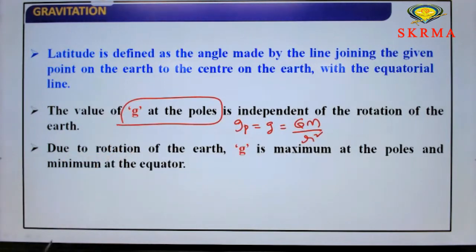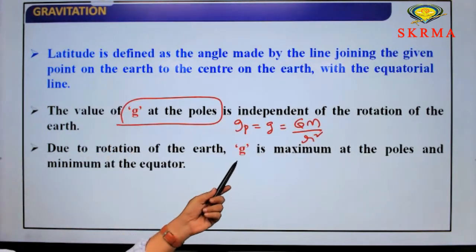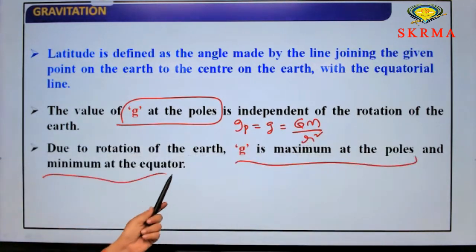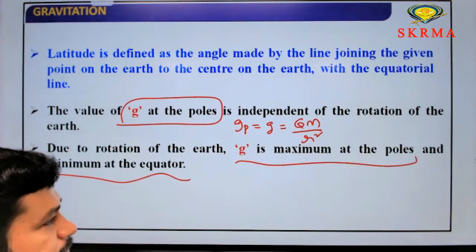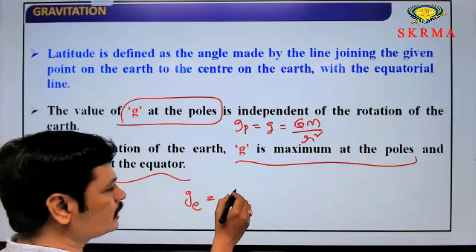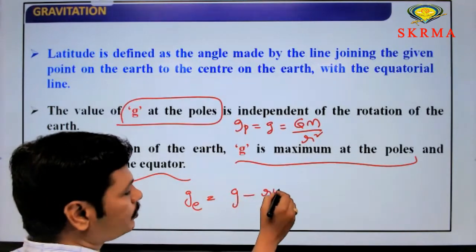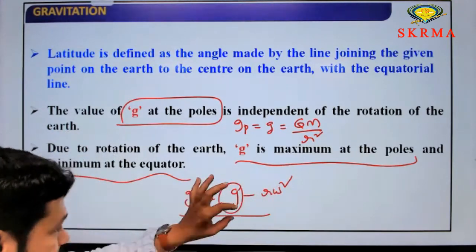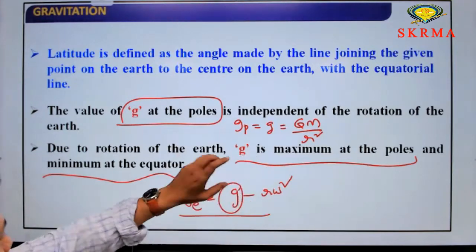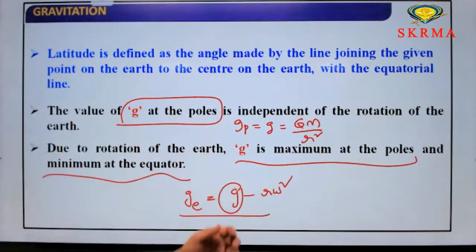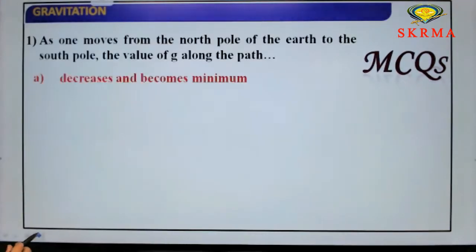In another case, due to the rotation of Earth, G is maximum at the poles. This is the maximum value, and minimum at the equator. Why minimum? Because at the equator we obtain the equation G at equator equal to G minus R omega square, which means G decreases. G is minimum at the equator, and G is maximum at the poles. Based upon this concept, just try to solve this MCQ.